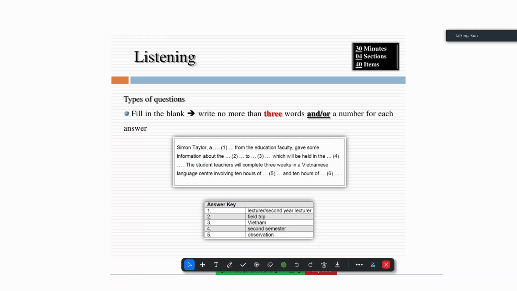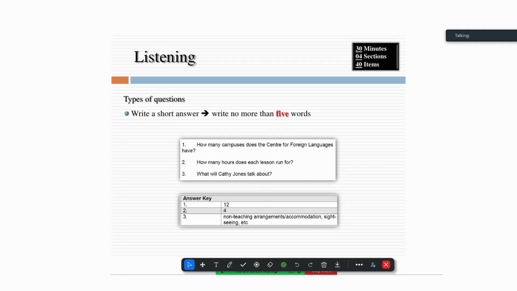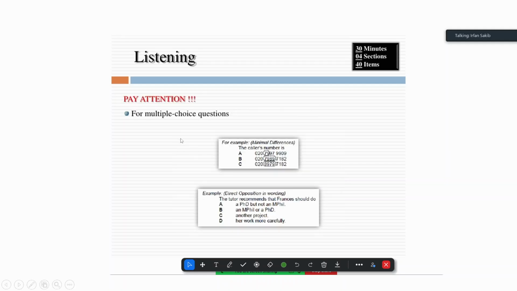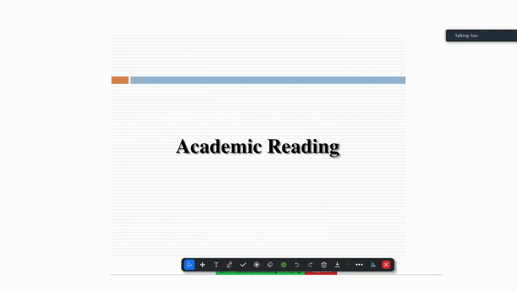Next, there will be MCQ, multiple choice questions. This is very obvious, right? There will be four options or three options, and we have to select only one of them. Is it clear? Any questions from the listening module?